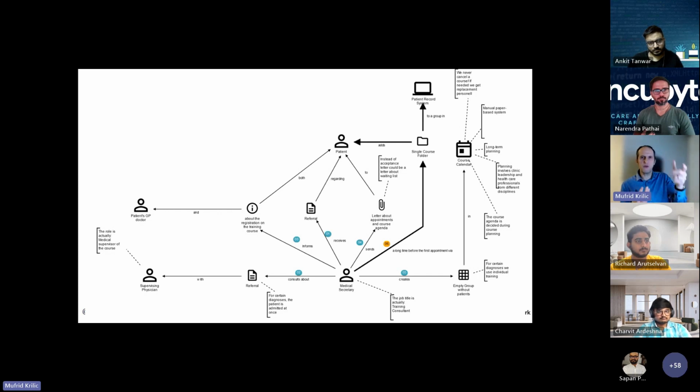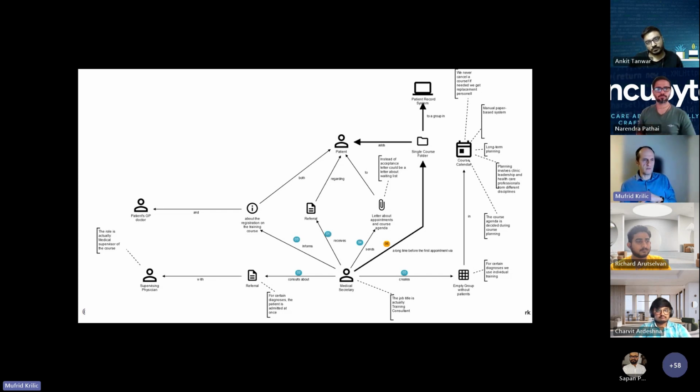So the software that we are modeling actually is rather peripheral to this business process. So this was the process of group planning in this somatic department of rehabilitation.